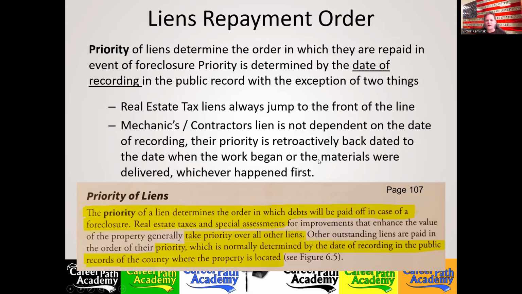How could they do that? Well, when did they do the work? When were the materials delivered? Did that happen before you got awarded your lien or you recorded your lien? If so, they could jump ahead of you. So let's highlight that priority of liens and how they're established.